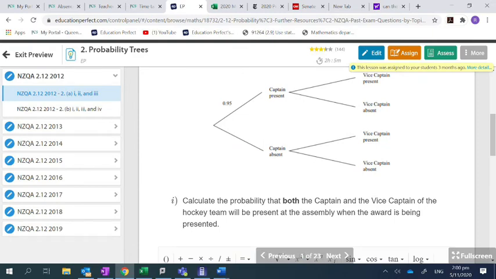So here we go. So first of all, the captain is present 95% of the time. So we have captain present. So the first branching is either the captain is present or the captain is absent. Right? Both of those first branches talk about the captain. If he's present 95% of the time, so 0.95. So how much does that mean he's absent?